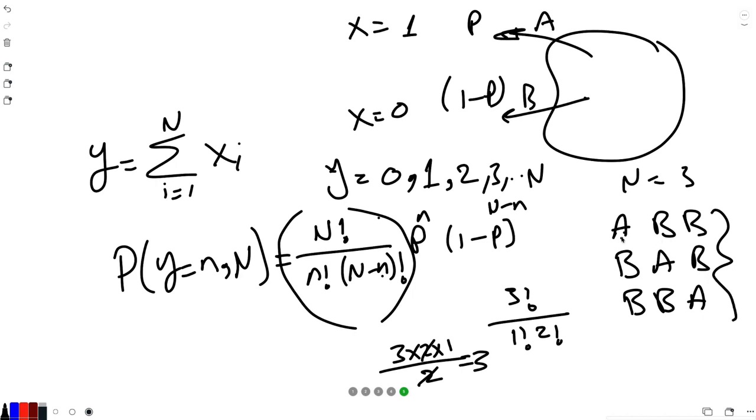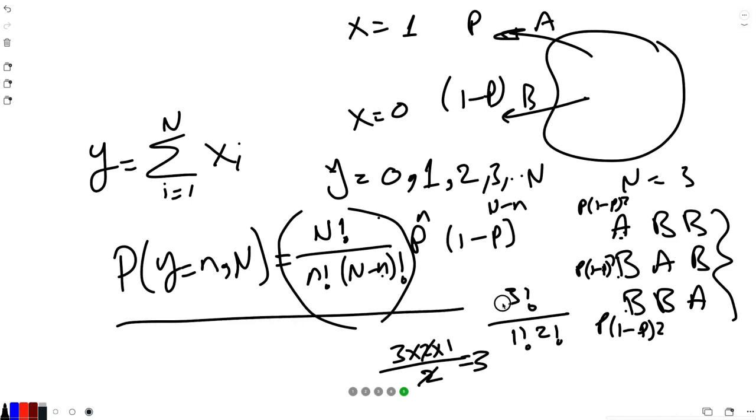Okay, and for each one, for example for this, it will be p times (1 minus p) squared, and for this also p times (1 minus p) squared, and for this also p times (1 minus p) squared. But we should multiply them by 3, because it will be this one or this one or this one, and all of them are mutually exclusive, which means that we can add them together directly. So this is called the binomial distribution, and this is another example of a probability mass function.